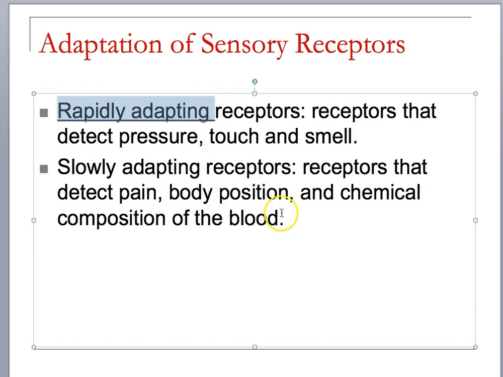So chemoreceptors inside the aortic arch or the carotid bodies are not sending poorly informed information. Your life depends on making sure that they get that information correct.